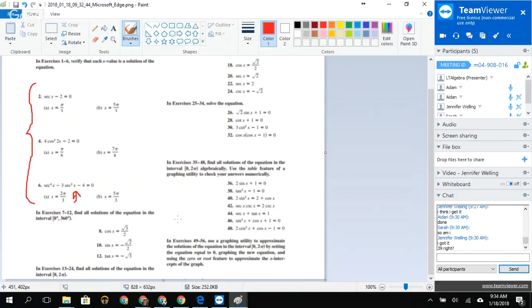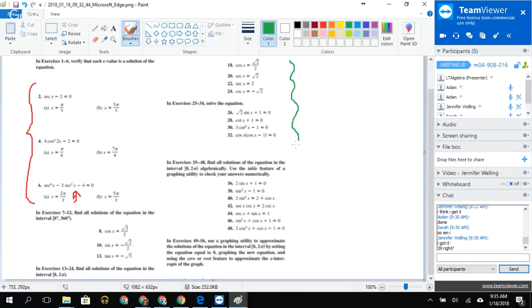Then we get into more interesting stuff, in 7 through 24, where we're finding all the solutions to an equation. We talked a little about this at the end of chapter 4, using the inverse function to do some of these, but we're going to talk about a couple of different methods for solving these equations. Just like with an algebraic solution, when we have a trig equation there are multiple ways to get to the answer. So what do I mean by that?